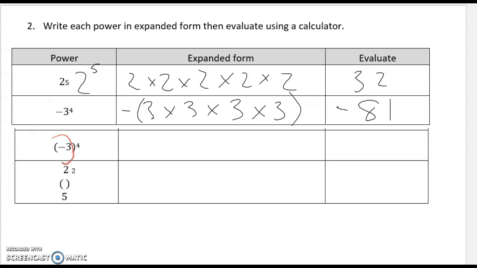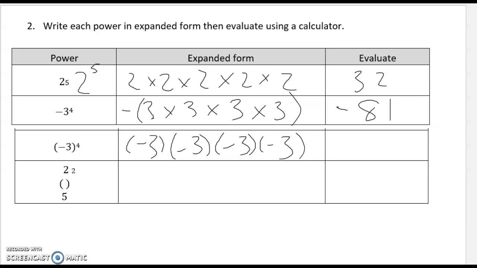This one is inside the bracket. So that means it's the -3 being multiplied by itself that many times. So -3, -3, -3, -3. Okay, so when you have bracket to bracket, it means multiply as well.